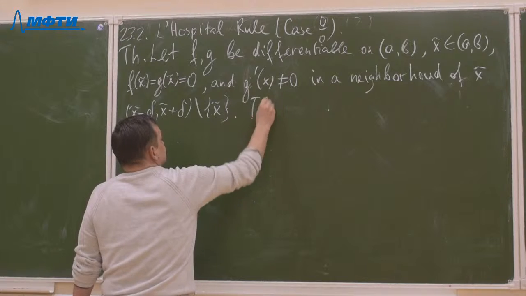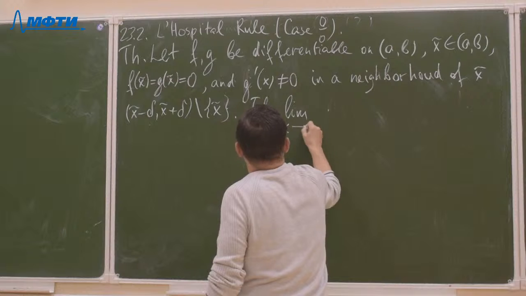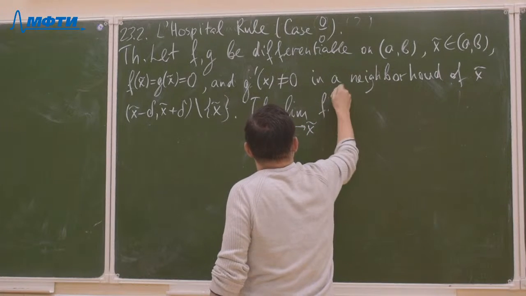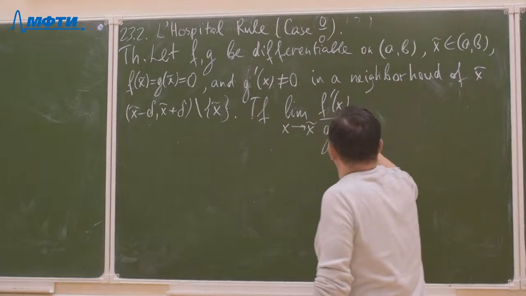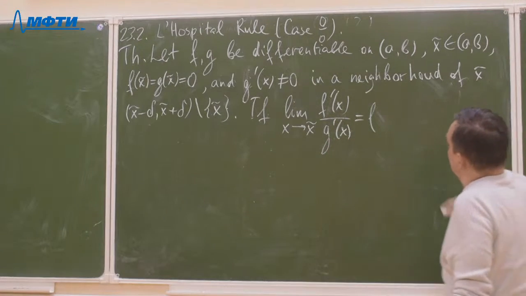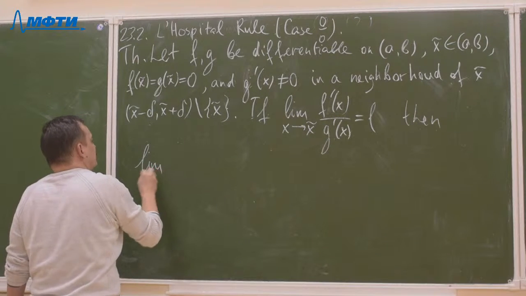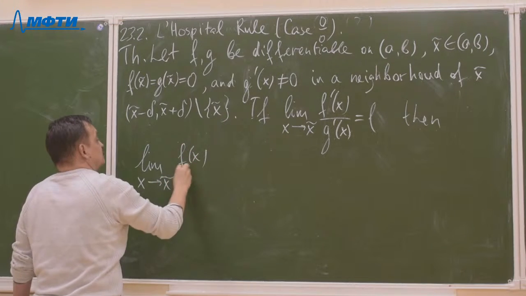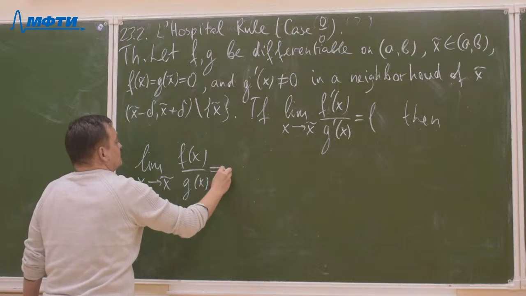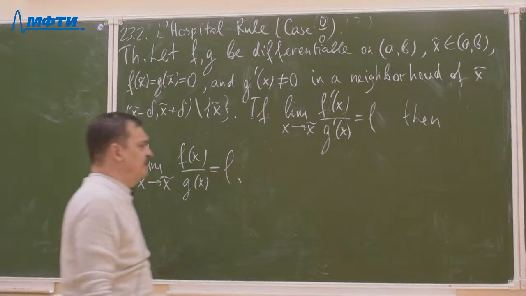If the limit as x tends to x tilde of f prime of x over g prime of x equals L, then the limit as x tends to x tilde of f of x over g of x also equals L. L need not be a finite number, so it might be an infinity, doesn't matter.